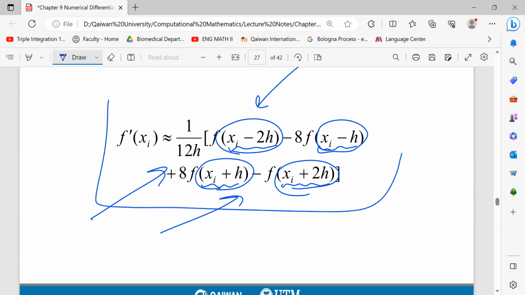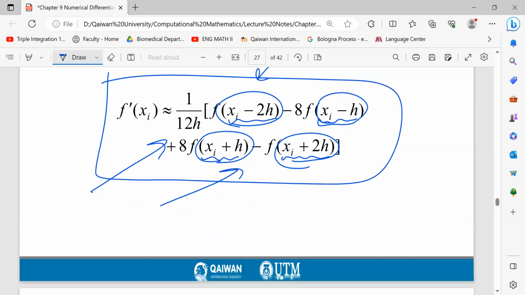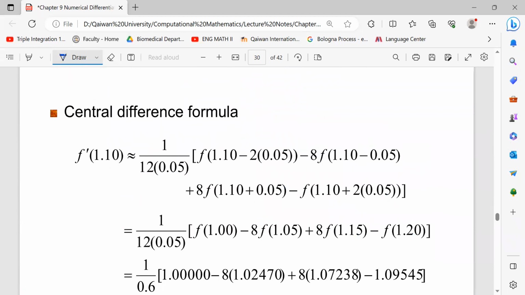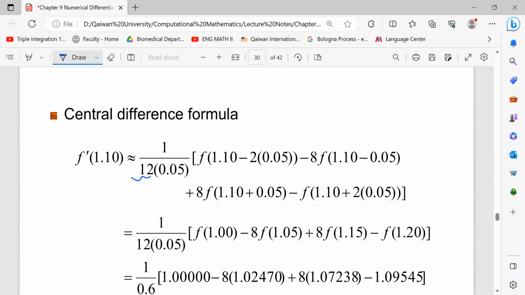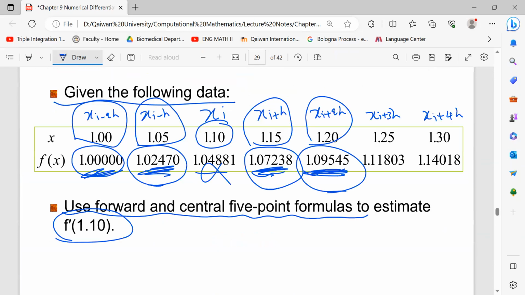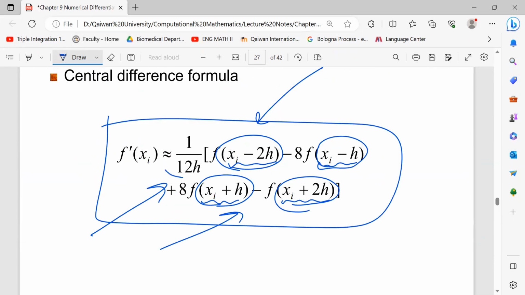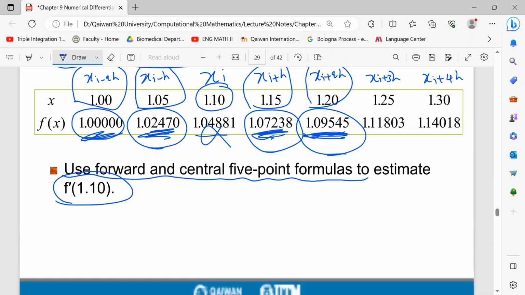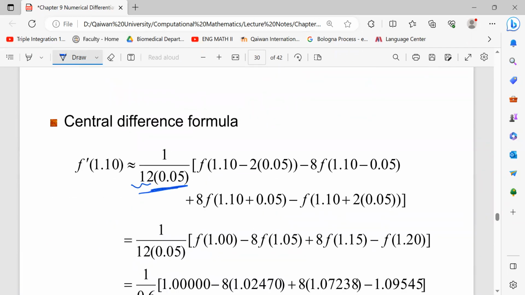The formula is given. And the data is given. What do we do? We just put the values into the formula. Okay? And it's easy to calculate. Look, for central it's 1 over 12 times h. As you see in the rule, we have 12 times h, so we need to multiply it by 12. H is 0.05. That's it.